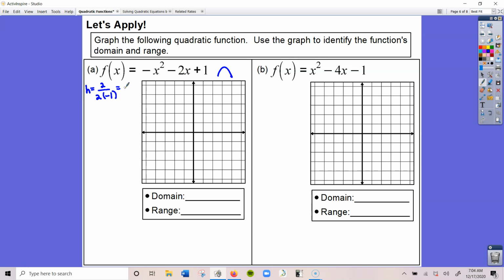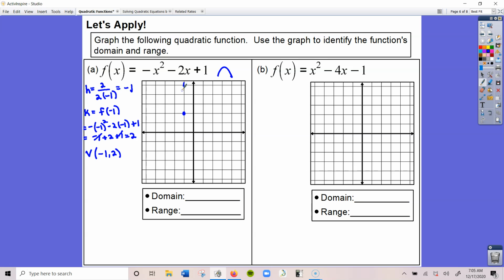2 divided by negative 2 is negative 1. So now to find k, we're going to find f of negative 1, which would be negative 1 squared minus 2 times negative 1 plus 1. Negative 1 squared is a positive 1, but then we have that negative on the outside, so negative 1. Negative 2 times negative 1 is a positive 2 plus 1. These ones here can cancel, and we get a k value of 2. So my vertex is at negative 1, 2.